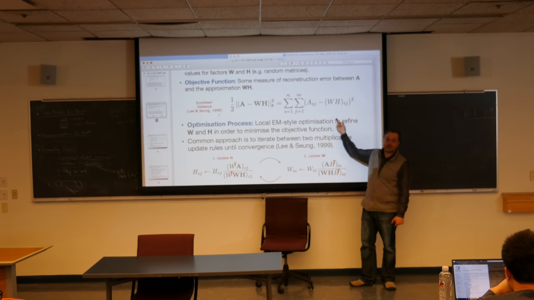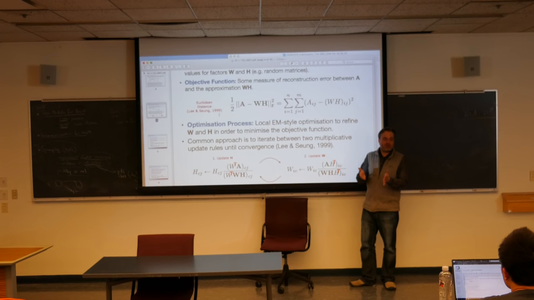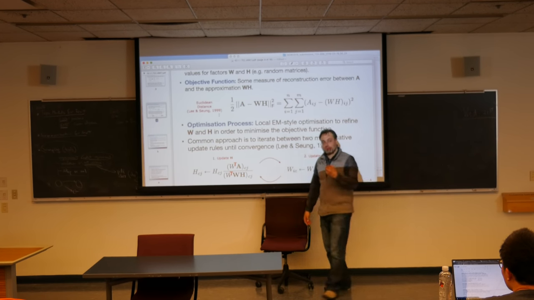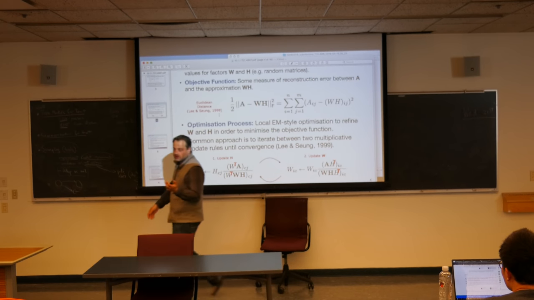This objective is obviously positive, and it's going to converge to some value. If you keep decreasing, the only way to do that is to slowly converge to some value. It's not guaranteed to be the global optimum value, but we take it.